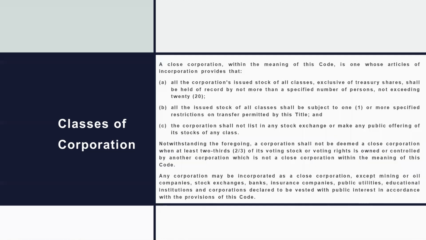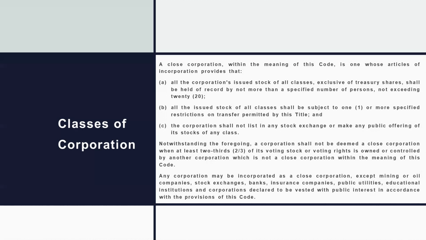So another is closed corporation. Within the meaning of this code, the articles of incorporation provide that all the corporation's issued stock of all classes, exclusive of treasury shares, shall be held of record by not more than a specified number of persons not exceeding 20.